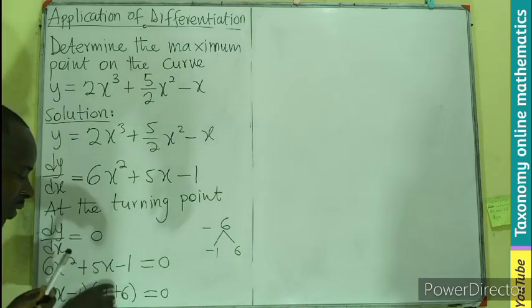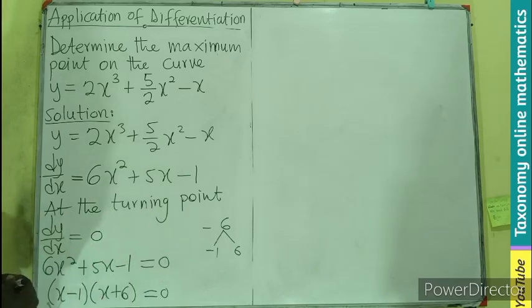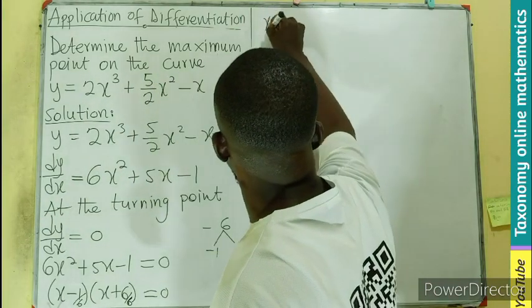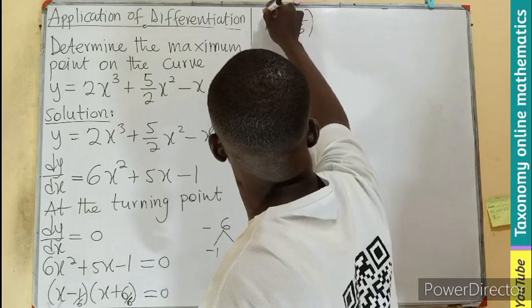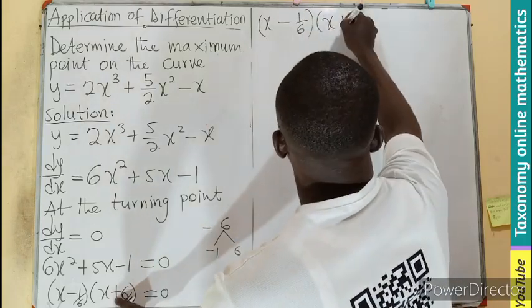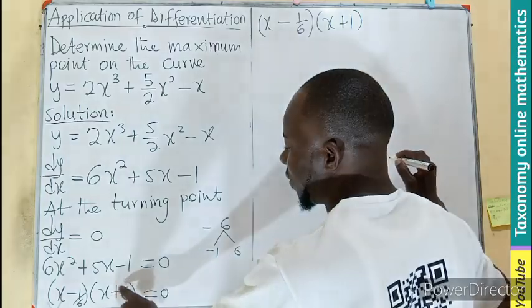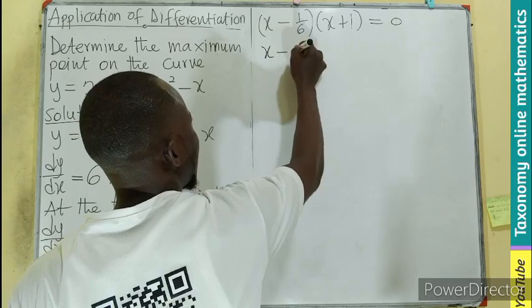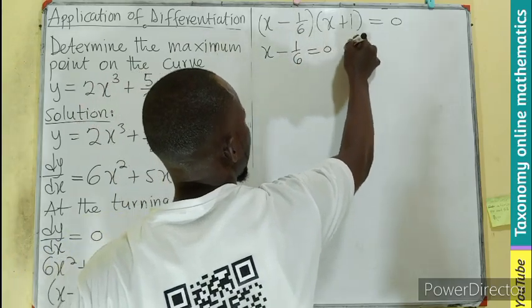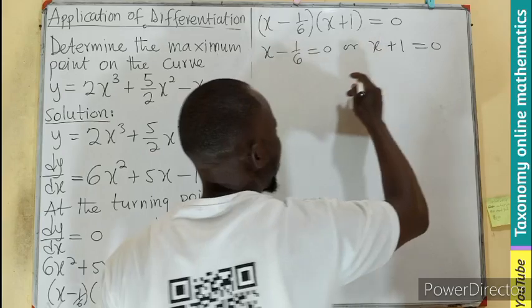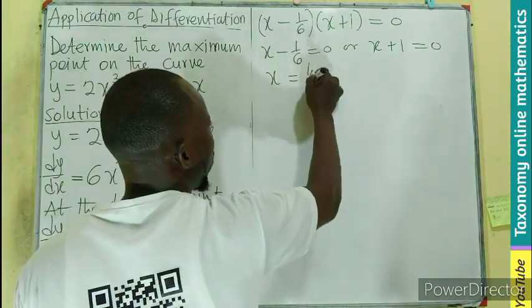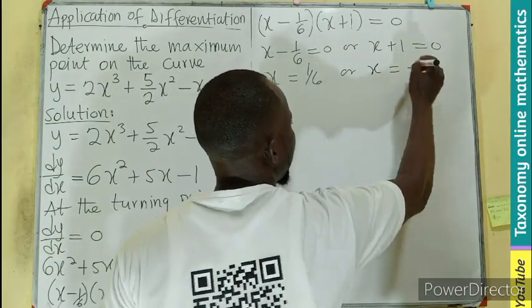This is a shortcut. But you can see that we used 6 to multiply, so we divide by the 6. Here by 6, here by 6. Meaning I'll have x minus 1 on 6 in one bracket, x plus 1 in the next bracket. You can see that 6 divided by 6 will be 1. So we equate each bracket to 0. x plus 1 equals 0, so that we transpose the constant to get the value of x. So x will be equal to 1 on 6, or x will be equal to negative 1.